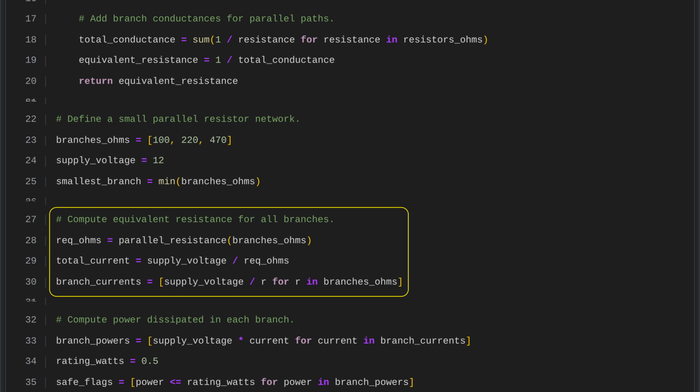First, find the equivalent resistance of the parallel branches using a function that combines their resistor values into one overall resistance. Then divide the supply voltage by this equivalent resistance to get the total circuit current. Finally, find each branch current by dividing the same supply voltage by that branch's resistance, showing how the total current is shared across the parallel network.